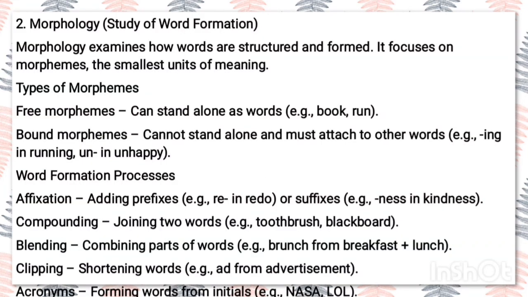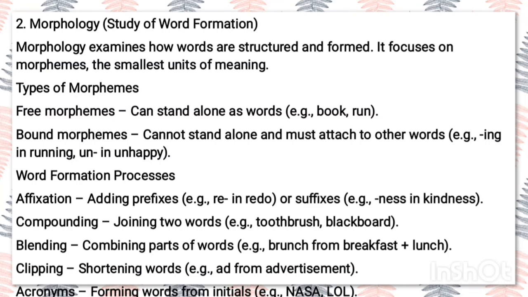Next one is morphology. It's the study of word formation. Morphology studies the structure of words and how they are formed from smaller units called morphemes. A morpheme means the smallest meaningful unit of language. There are two types, free morphemes and bound morphemes. A free morpheme can stand alone as a word, for example, book and run. But bound morphemes cannot stand alone and must attach to another morpheme, for example, ing in running and un in unhappy.